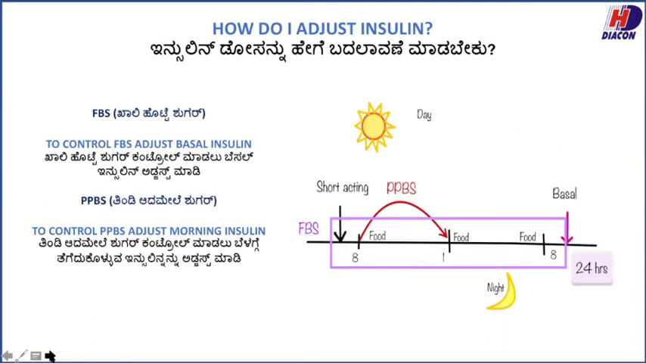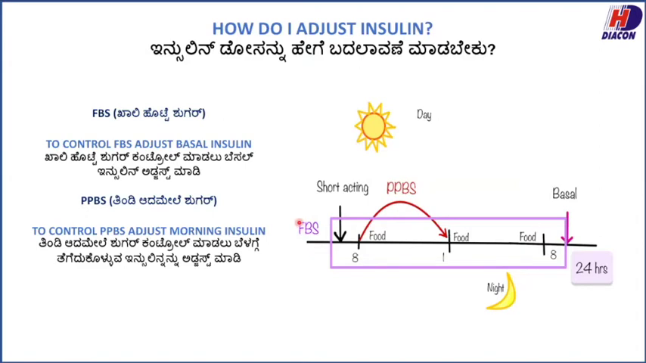So how do we adjust insulin? When we check our fasting blood sugar, remember that the only insulin that is acting at that point of time is your basal insulin, because this works the whole day. So to control the fasting blood sugar, we adjust the basal insulin dose. If our fasting blood sugar is normal, it means the amount of basal insulin we're taking is sufficient. We continue the same dose. If the fasting blood sugar is more than 120, it means the amount of basal insulin we've taken is not enough. So we add 2 units to the current dose.